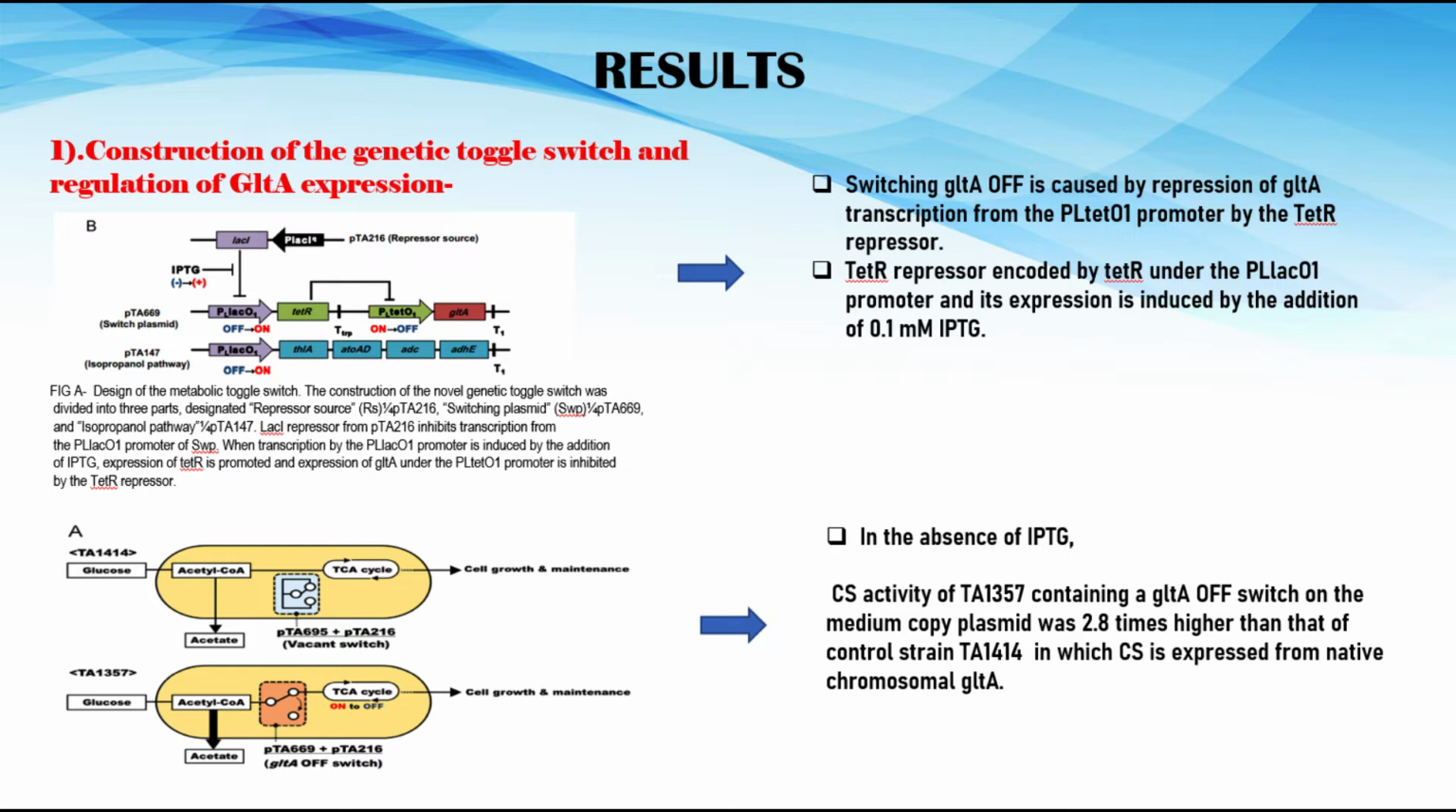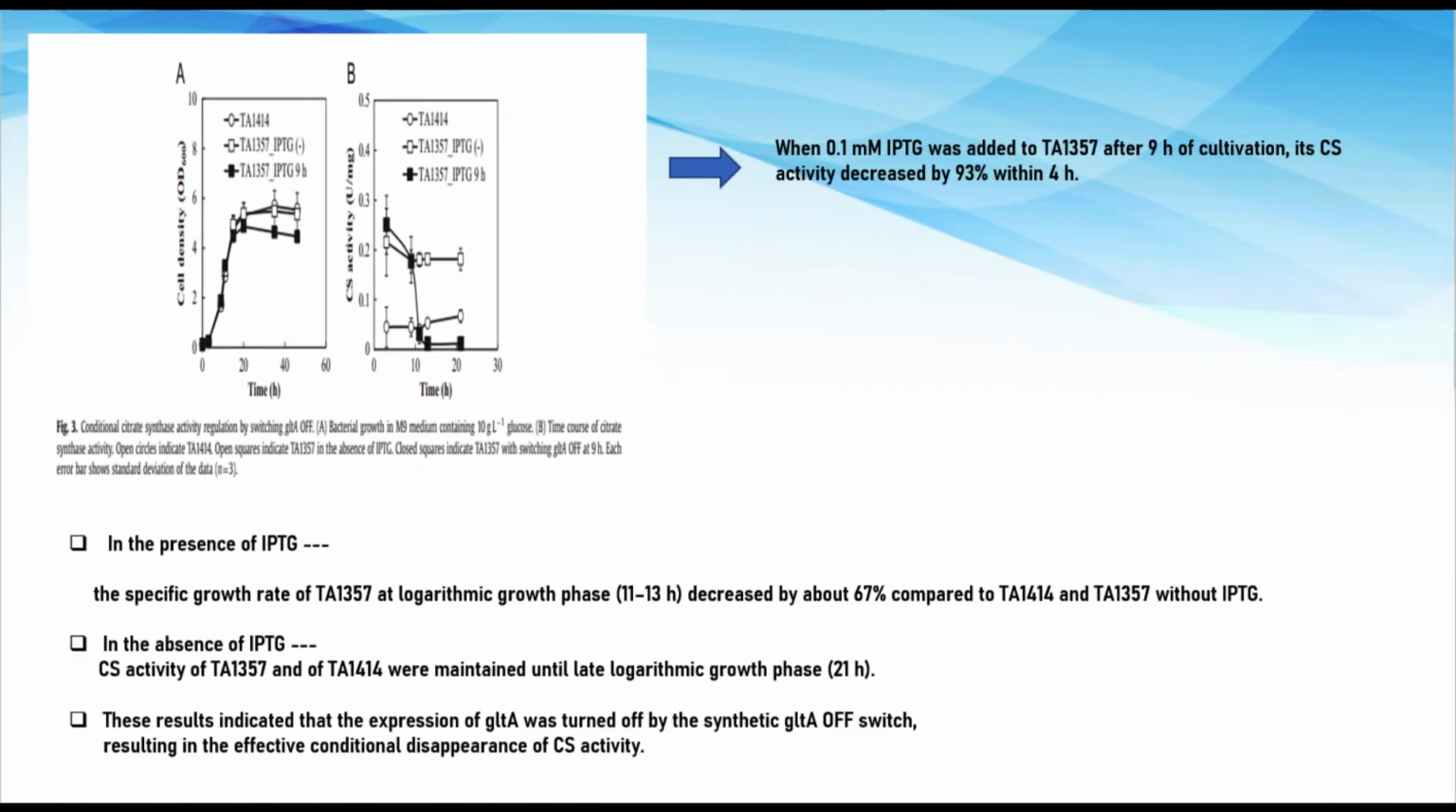Coming to the second figure, it shows the profiles of the strains used. In this, in the absence of IPTG, the citrate synthase activity of TA1357 containing a GLTA off switch on the medium copy plasmid was 2.8 times higher than that of the control strain TA1414, in which the citrate synthase is expressed from the native chromosomal GLTA. Now, this graph represents the conditional citrate synthase activity regulation by switching GLTA off.